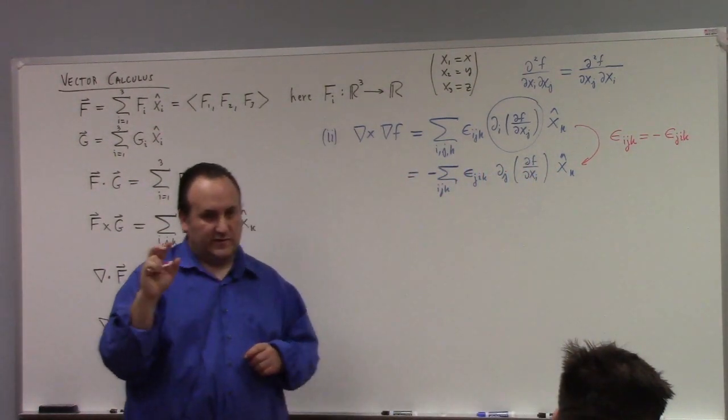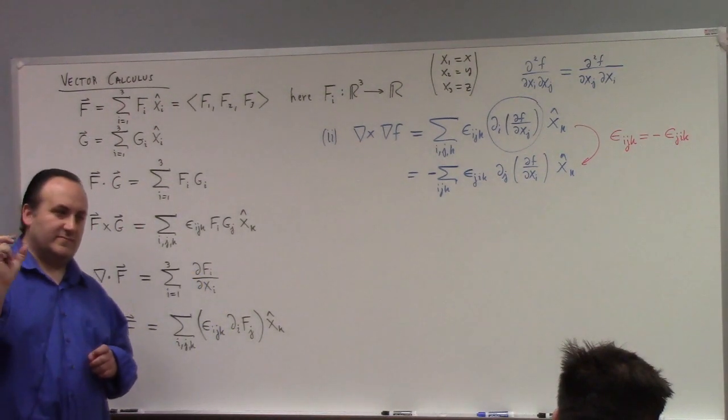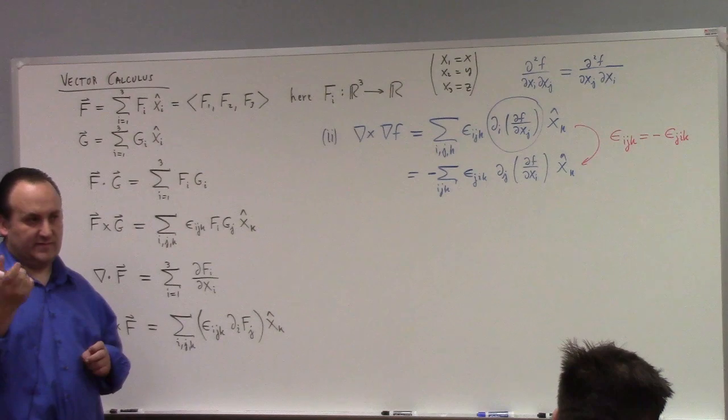Like 1, 2, if you switch it to 2, 1 gives you a minus. 2, 3 switch to 3, 2 gives you a minus. 1, 3 switch to 3, 1 gives you a minus. All right?